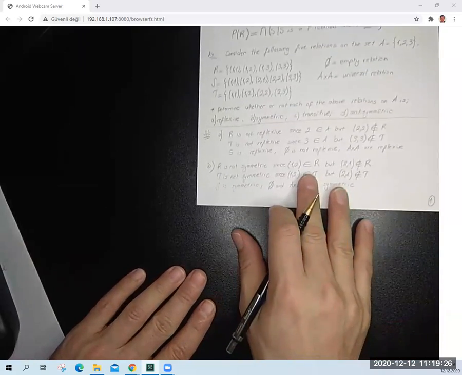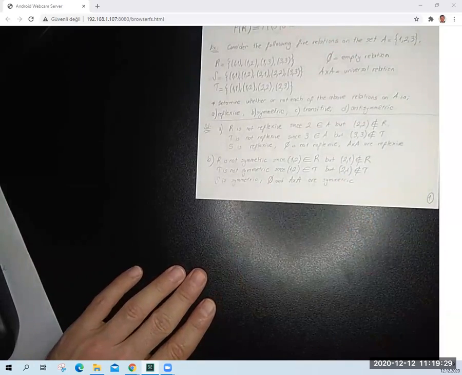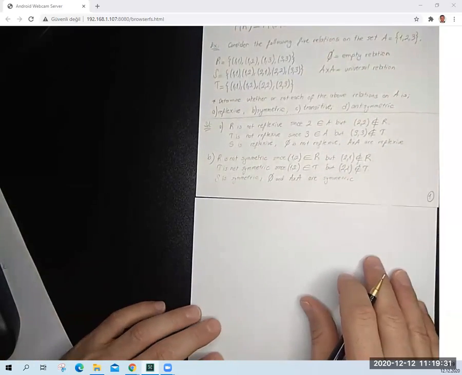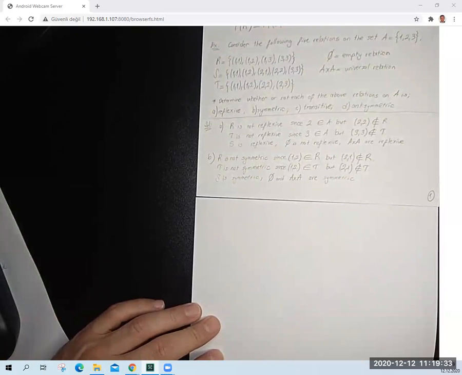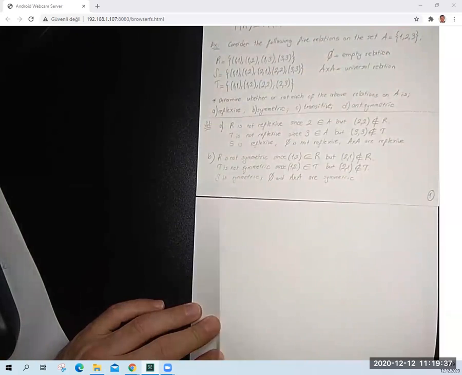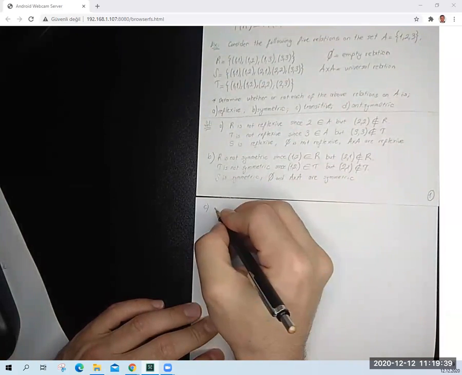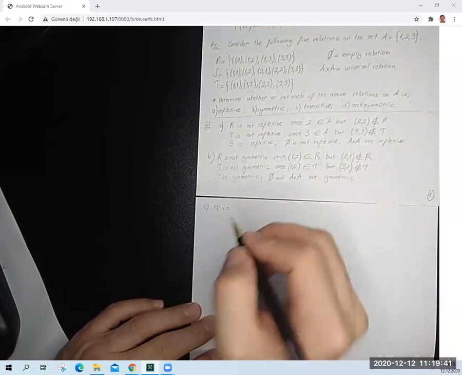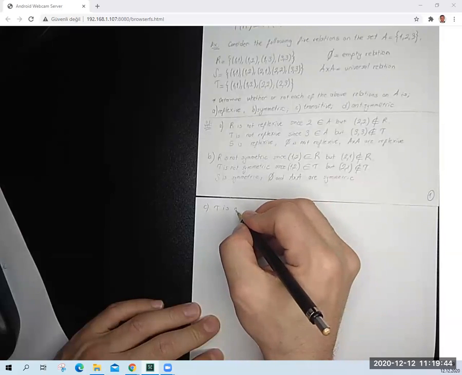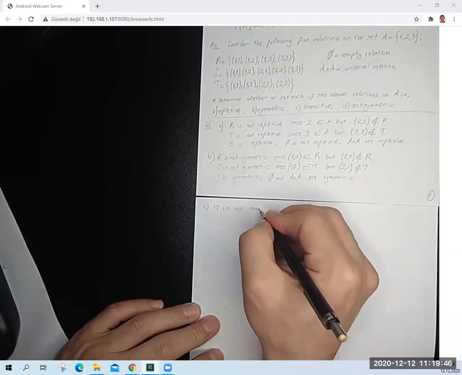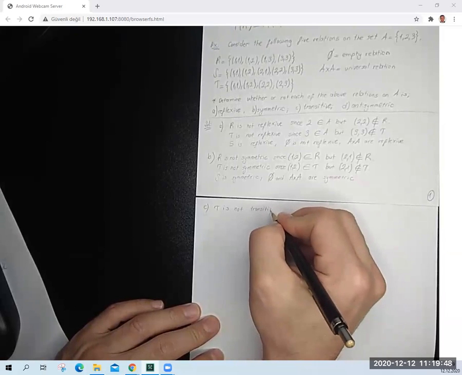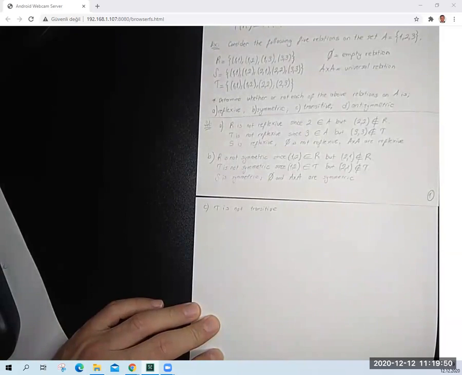Okay, this is case B. And case C, transitive. T is case C. T is not transitive. Why? Why do we start from T? Okay, this is the explanation.